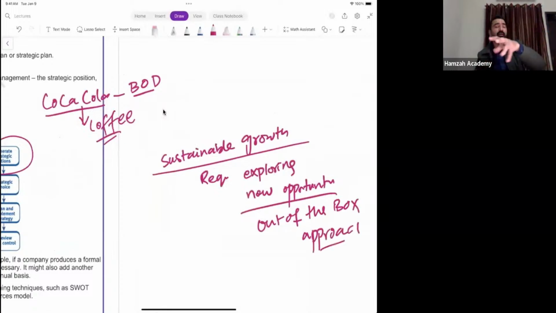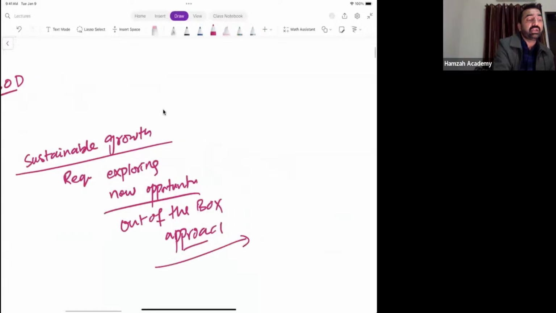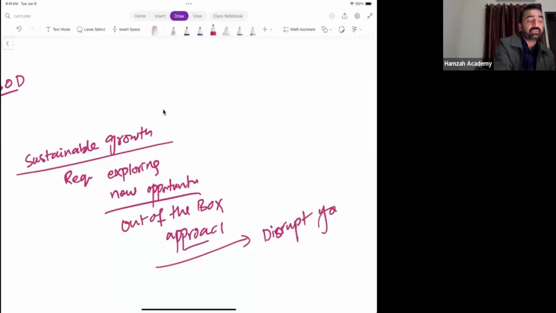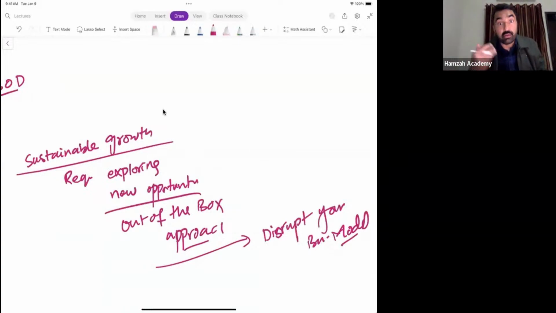because within the box means you are following your conventional business model, and out of the box thinking requires you to disrupt your business model. So if you look at the global companies, you might have noticed how they are exploring new opportunities, whether this is green products, more sustainable products, more environment friendly products, more long-term supply chain management, deals, new alliances, use of more technology in the production processes and all that.